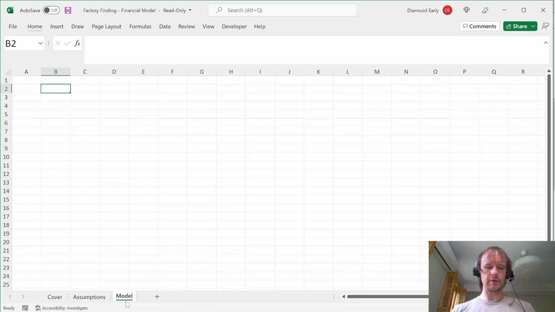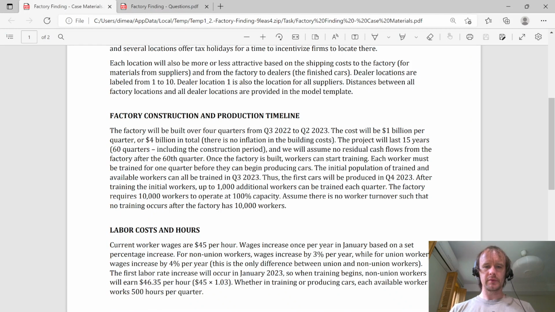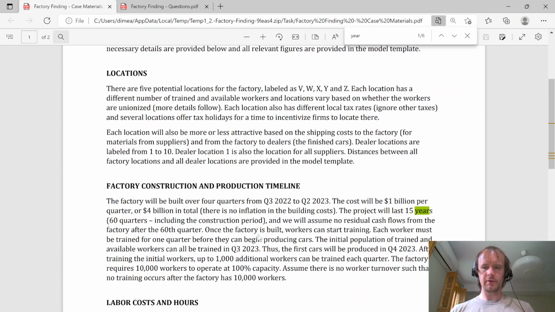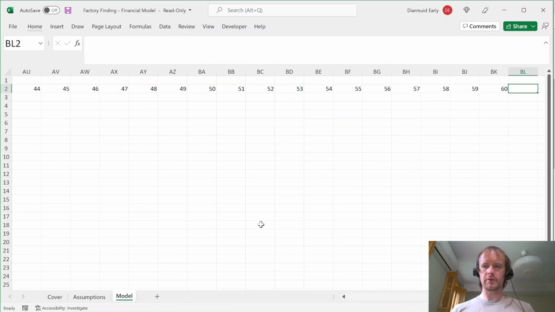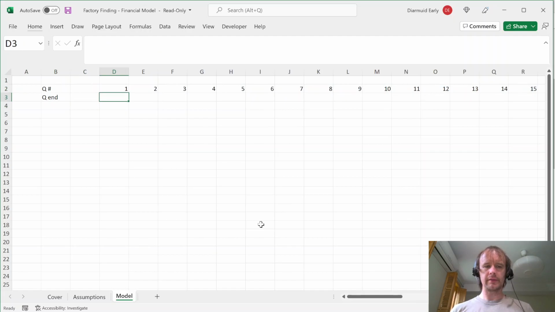So the first thing I'm going to do, as I almost always do, is start off with just a quarter number and a quarter end date. So we've got a double check now, I think it's a 15-year project, it will last 15 years, 60 quarters, including the construction period, and we want a quarterly model. So I'm going to say sequence, comma 60 to give me 60 quarters. I'll, as usual, hide everything after that because it makes it easier to copy over. And then the quarter end date.